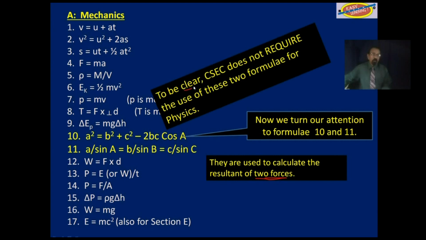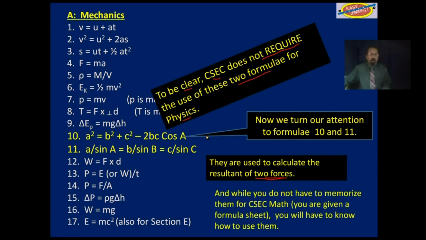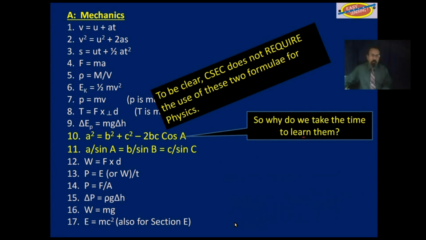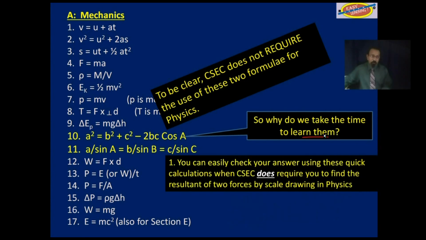To be clear, CSEC does not really require you to know how to use these two formulae for physics. And while you do not have to memorize them for CSEC math, because you are given a formula sheet with these two formulae in it, you will have to know how to use them. So why do we take the time to learn them in physics?